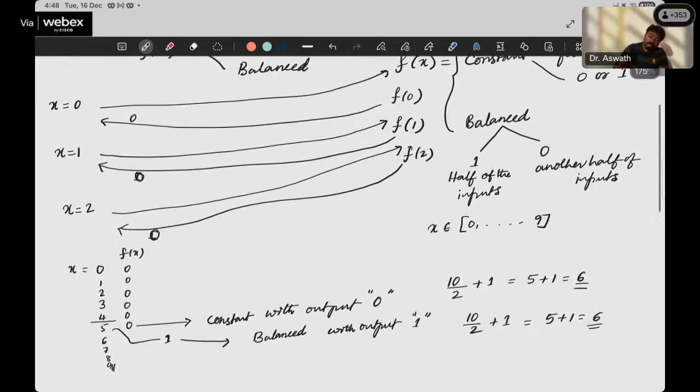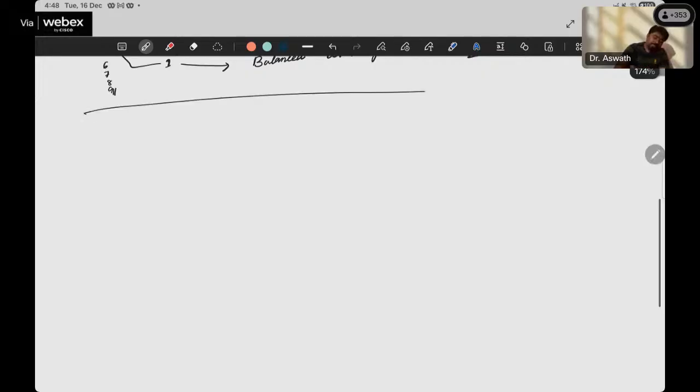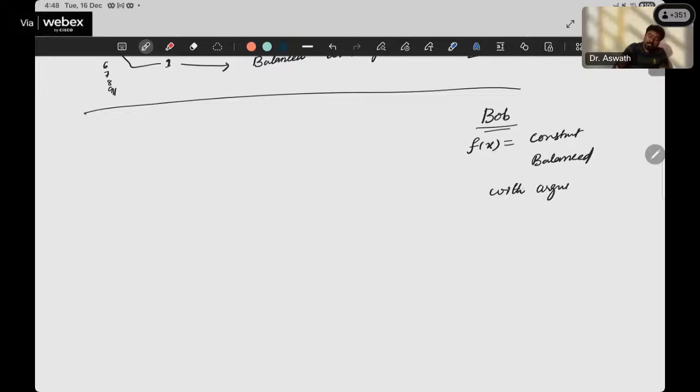Okay, now to generalize, let's say Bob's function f of x, which could be constant or balanced, is capable of taking arguments ranging from 0 to 2 to the power of n minus 1. So it can take 2 to the power of n numbers.